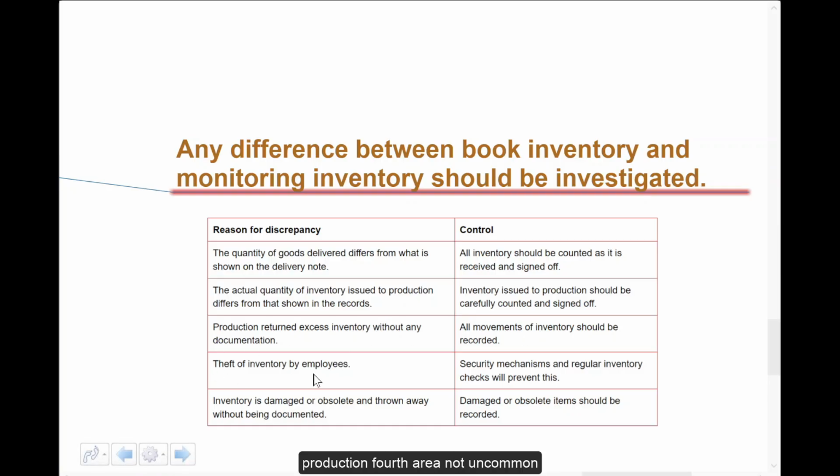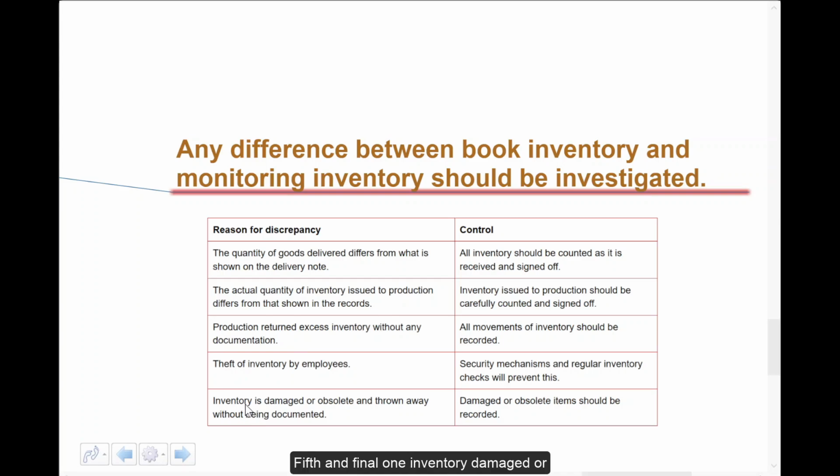Fourth area, not uncommon, theft of inventory by employees. Very, very difficult to deal with. And in terms of the control, well, security mechanisms of some kind, possibly checking staff cameras, etc. More regular inventory checks, although that won't, strictly speaking, circumvent this issue of theft.